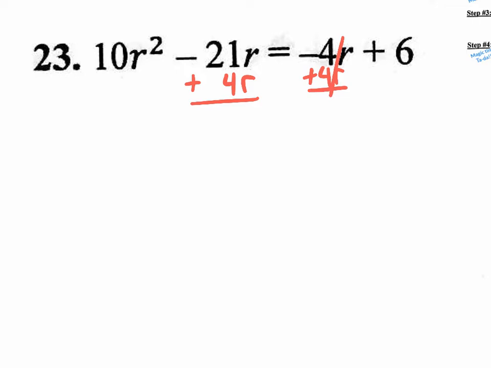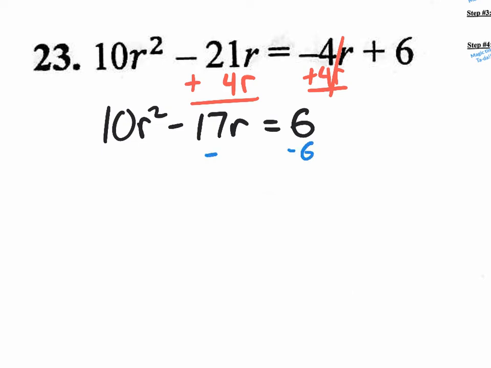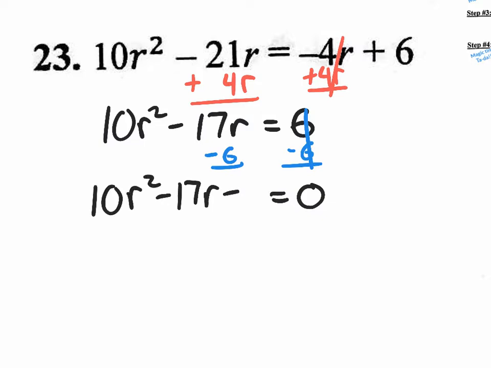So let me rewrite what I have. I have a 10r squared minus 17r. I still have equals 6 though. And I don't want that 6. I want it to be 0. So what do we do? Subtract 6, subtract 6. Now I do have an equals 0 on this side. Let me rewrite everything though. I have a 10r squared minus 17r minus 6 equals 0.